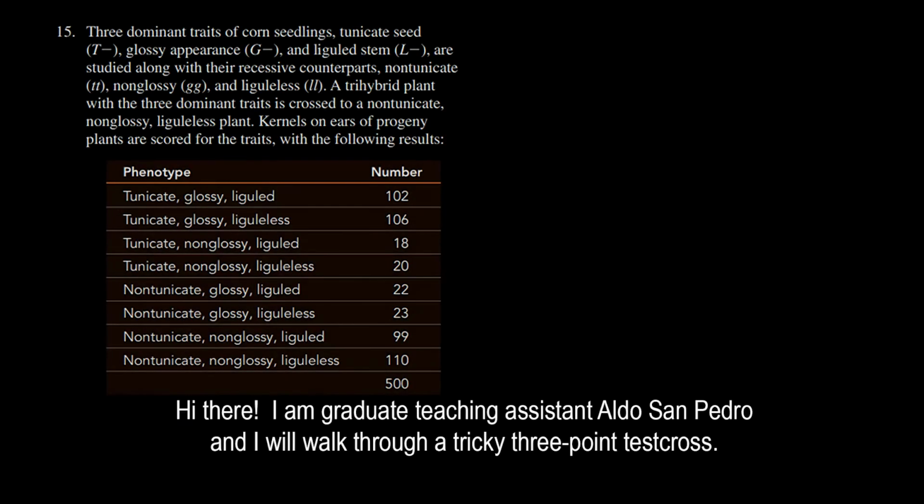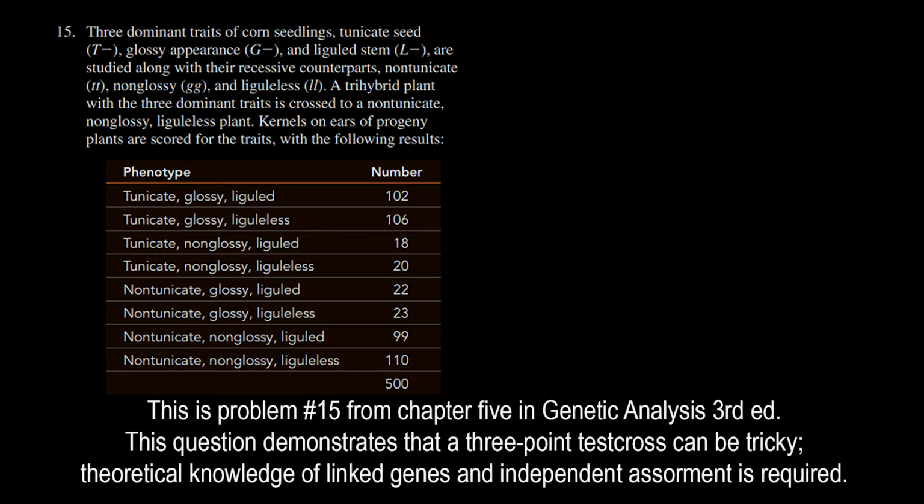Hi there, I'm graduate teaching assistant Aldo San Pedro, and I will be walking through a tricky 3-point test cross. This is problem number 15 from Chapter 5 in Genetic Analysis, 3rd edition. This question demonstrates that a 3-point test cross can be tricky. Theoretical knowledge of linked genes and independent assortment are required.